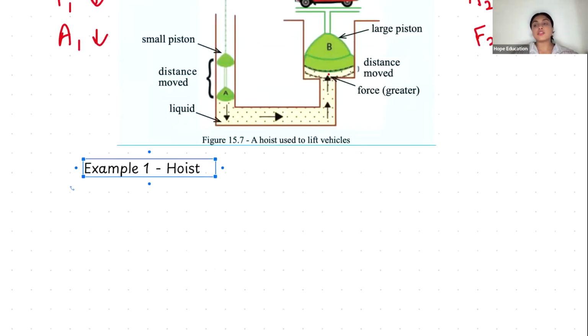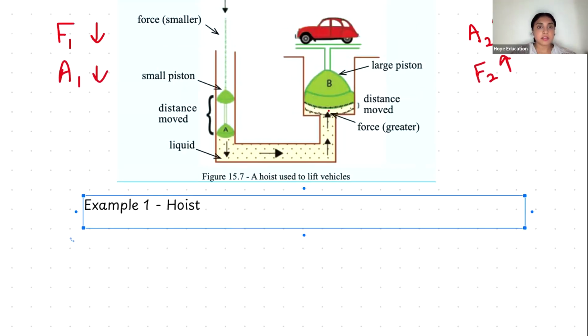Let's write. Draw a picture of a hoist, that's not important. You can always refer to the textbook or you can just Google search. You'll find plenty of photos, right? You can write with me. Example one, hoist.